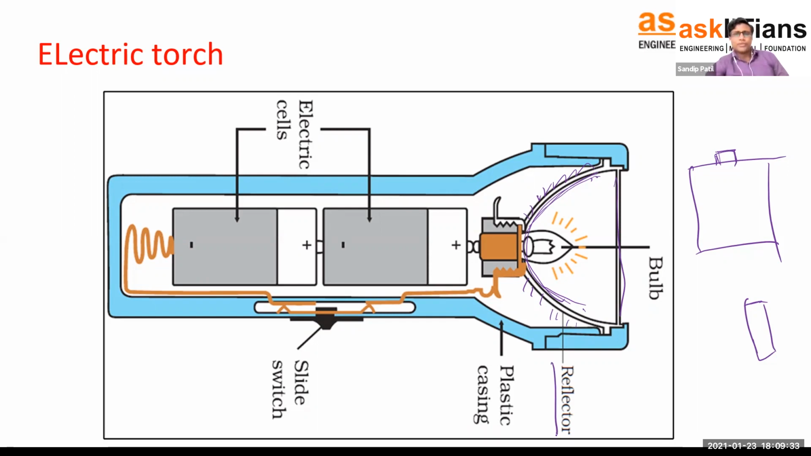Reflector means obviously we have to use some mirror part there. Then electric cells are there, which are going to provide you some energy. Slider means the button is there. Plastic casing is there. Why are we using the plastic casing? Why not the metal casing? Because plastic is an insulator. Obviously, you are going to hold this torch in your hand, so you should not get a shock from the current. So plastic is acting as an insulator, so it is safe for us. So this is about the electric torch, right?